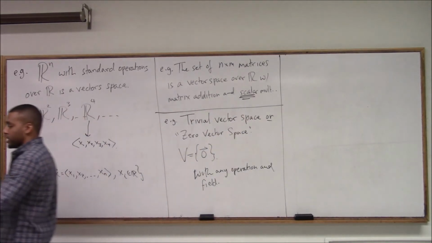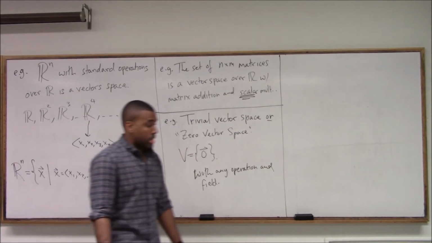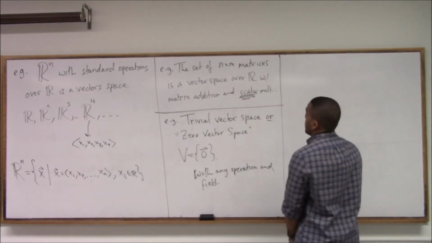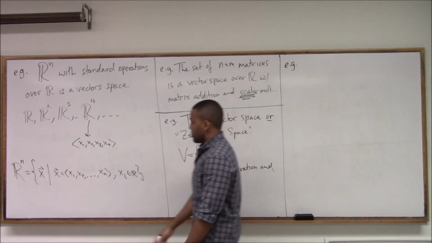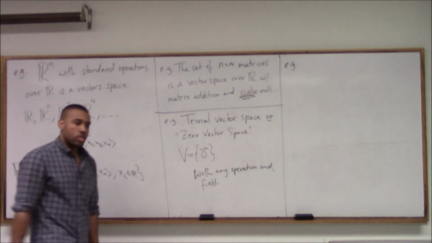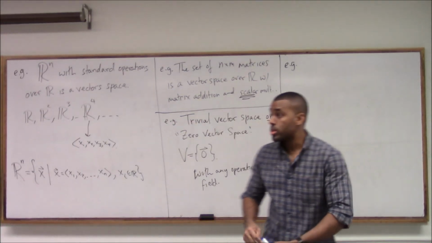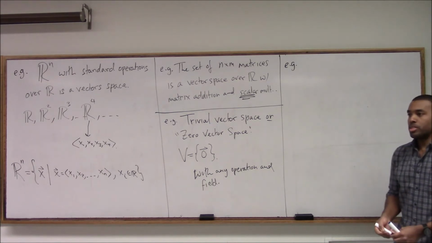It's literally a vector space on a set that only has one element in it, namely the zero vector. That fulfills the 10 properties. Another vector space. Can anyone give me some common ones, maybe in terms of things that we've seen before? From previous math classes, what, looking back, can we think of as vector spaces?